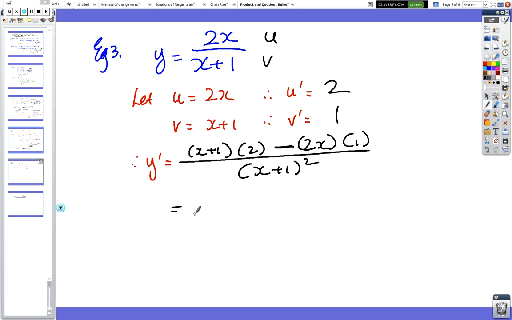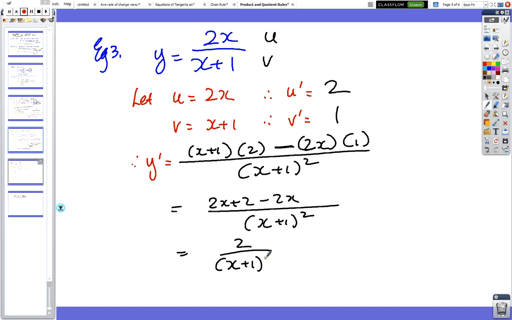Okay. So never expand it out, just leave the bottom as it is, and then we just tidy up the top. So we've got 2x plus 2 minus 2x, that's it, and then just finish it off by cleaning up the top line. So 2x minus 2x is nothing. Okay. So never expand out the denominator.